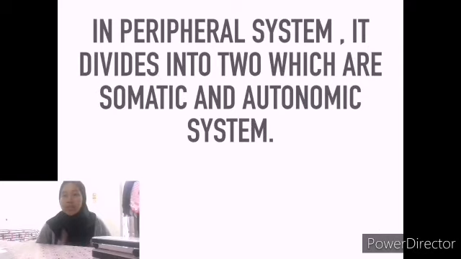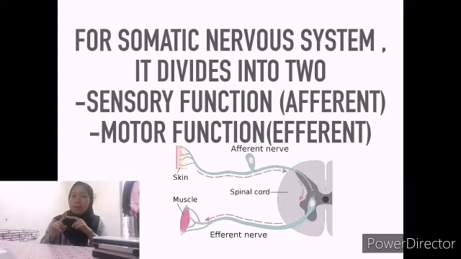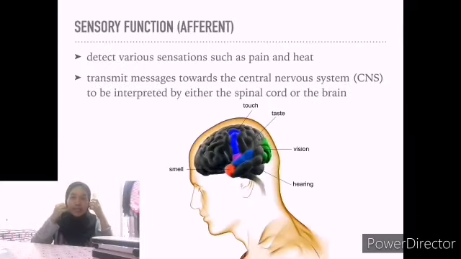The peripheral nervous system consists of two types of neuron, which are sensory function and motor function. Sensory function represents the afferent, while motor function represents the efferent. Basically, sensory function detects various sensations such as pain and heat. It also transmits messages towards the central nervous system to be interpreted by either the spinal cord or the brain.